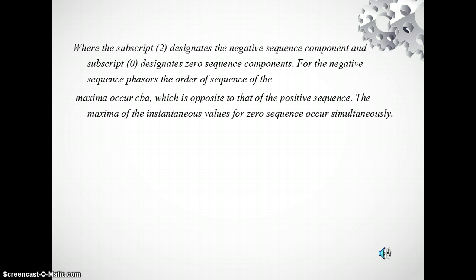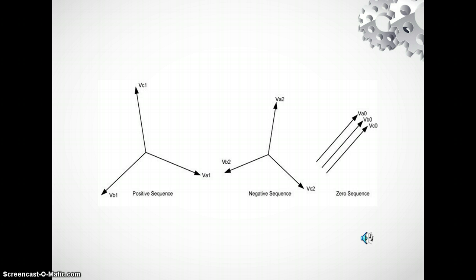For the negative sequence phasors, the order of the sequence of the maxima is CBA, which is opposite to that of the positive sequence. The maxima of the instantaneous values for zero sequence occurs simultaneously. Figure 1 shows the positive sequence ABC in which B lags A by 120 degrees and C lags B by 120 degrees. The second figure is a negative sequence ACB in which C lags A by 120 degrees and B lags C by 120 degrees. The third figure is a zero sequence in which the vectors A, B and C are in phase.